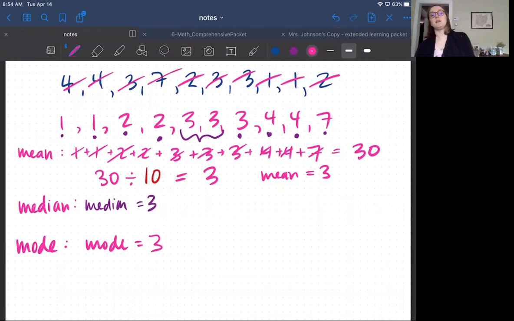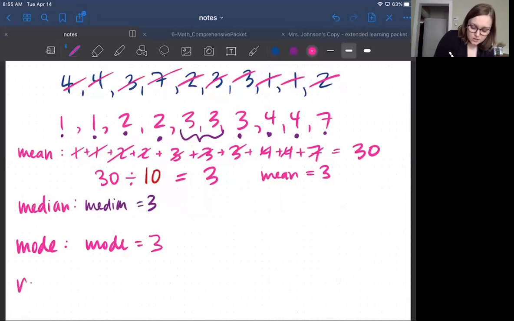So for the mode, if I don't see any number repeated, then you might not have a mode, and that's okay. Sometimes you might have 3 threes and 3 fours, in which case you have 2 different modes, and that's okay too.